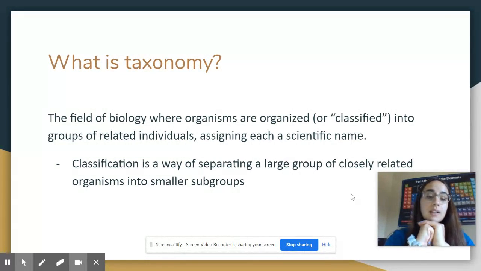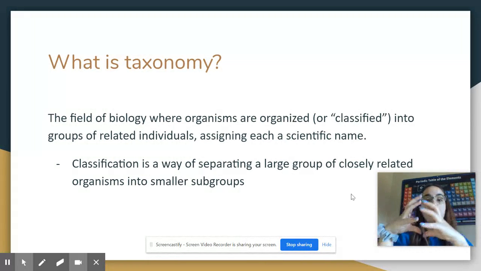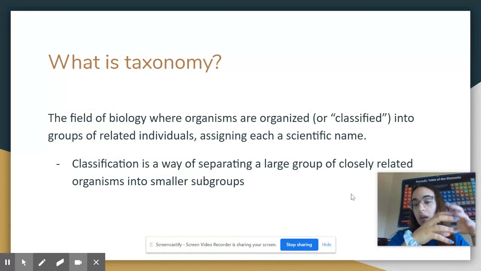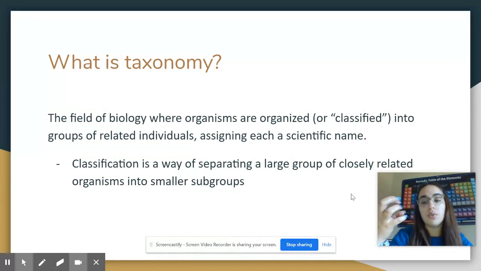So classification is just how we separate large groups into smaller subgroups, right? So if you think of Kansas City Public Schools, okay, within that you have all of the schools, you have all the high schools, and within all of those high schools, you have Central High School, East High School, and then even within those high schools, you have smaller subgroups, right? You have 12th grade, 10th, 11th, and 9th grade, right? So you're just grouping things into similar groups.